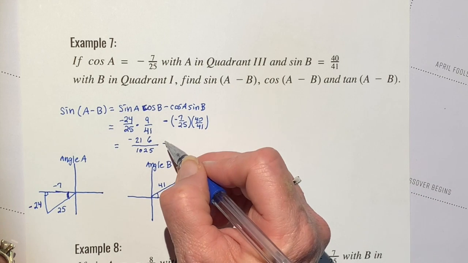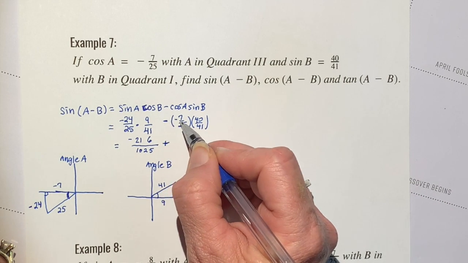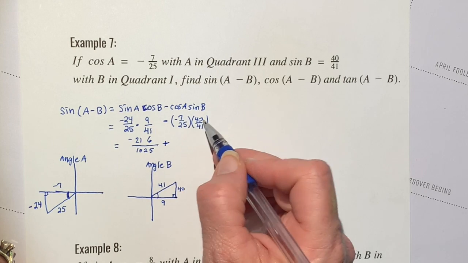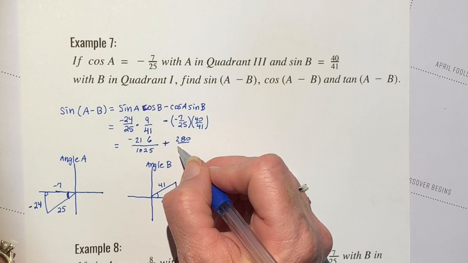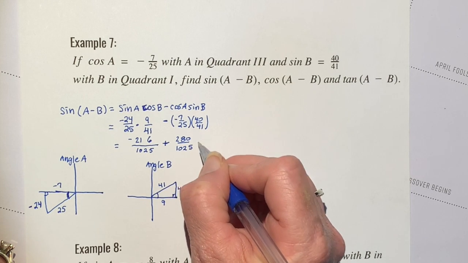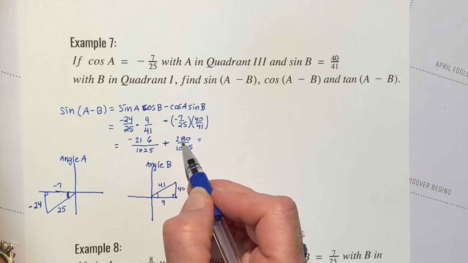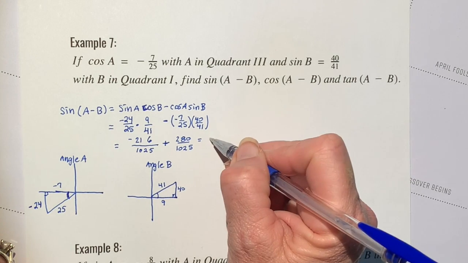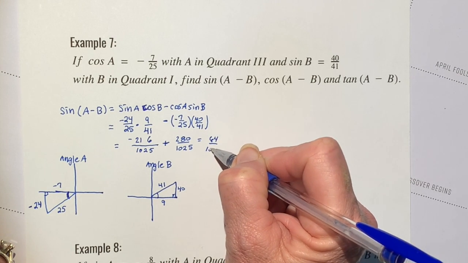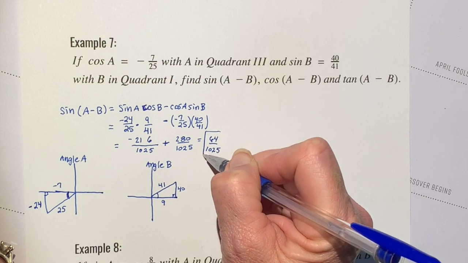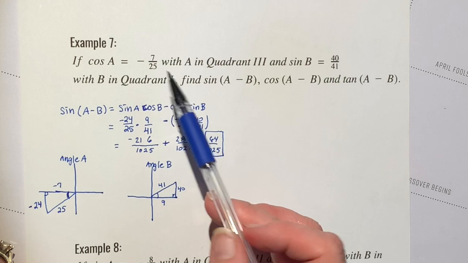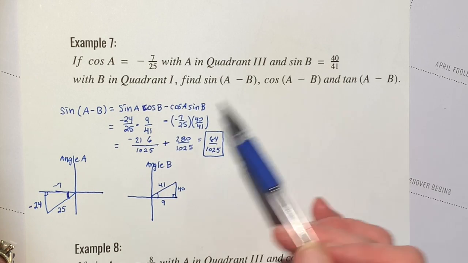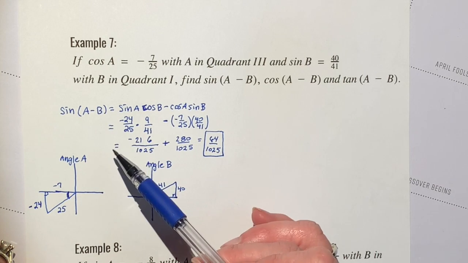All right, and I'm going to go ahead and make this plus since it's minus a negative. 7 times 40 is 280. 25 times 41 is 1025. All right, and so -216 plus 280 is +64. And so that is the sine of the difference of the two angles. If the cosine of A is this and sine of B is this, that's what the sine of A minus B would be.